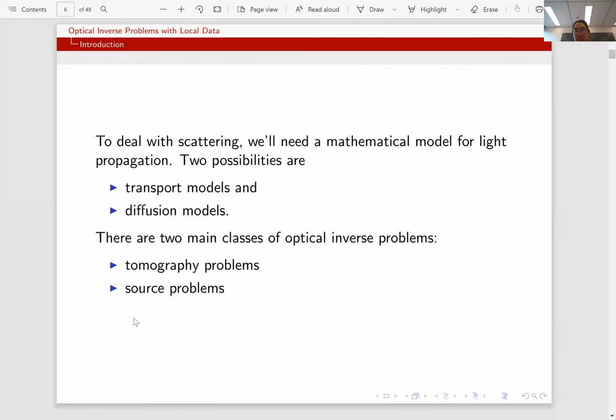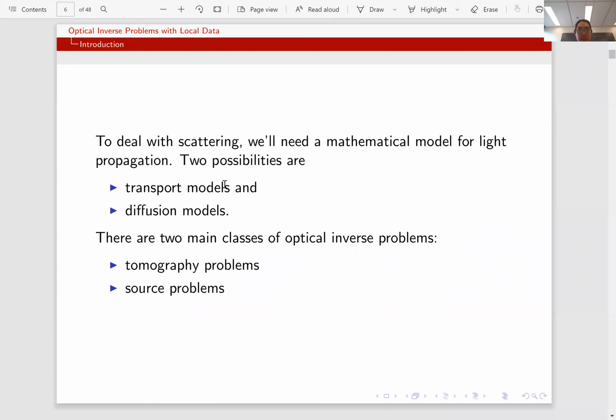So if you think back to the picture of the hand, the tomography problem is saying that I can control the flashlight and I want to find out what's inside my hand. The source problem is saying that I know what my hand looks like and I'm trying to figure out what the source of light is. And so between these two classes of problems and these two models for light propagation, I end up with 4 problems, and those are the 4 problems from my introduction.